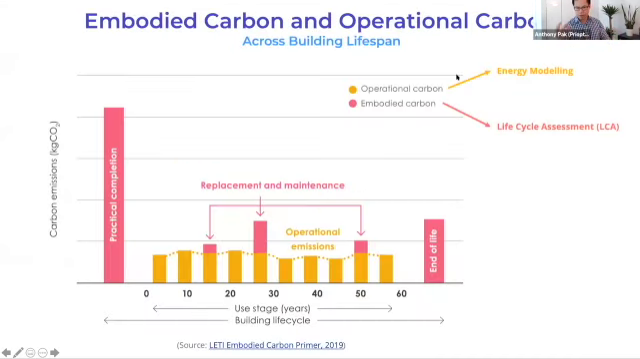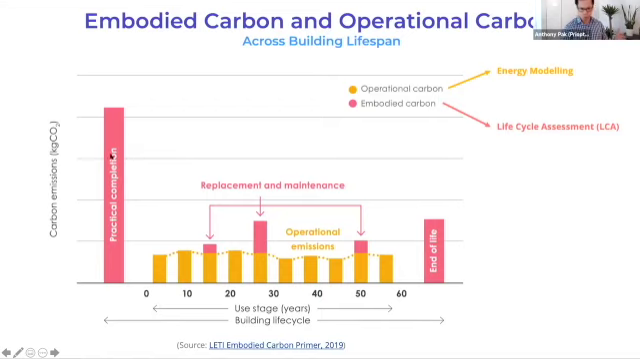Now, here's a representation over a typical lifespan of a building. Let's say it lasts 60 years. These yellow bars represent the operational carbon emissions to heat, cool and operate the building each year. Historically, we use energy modeling and things like PHPP to quantify those emissions during the design phase. An analogy to that is a life cycle assessment for quantifying embodied carbon.